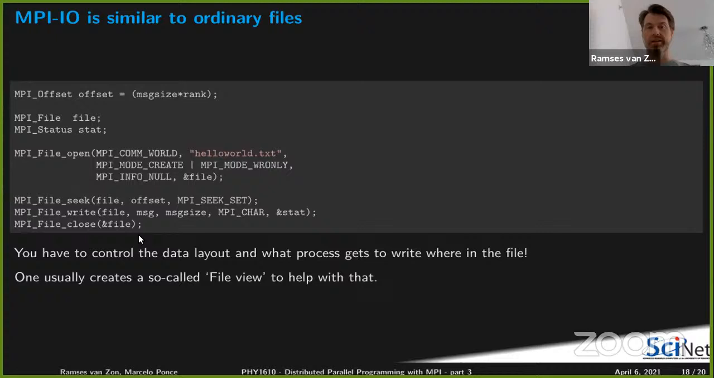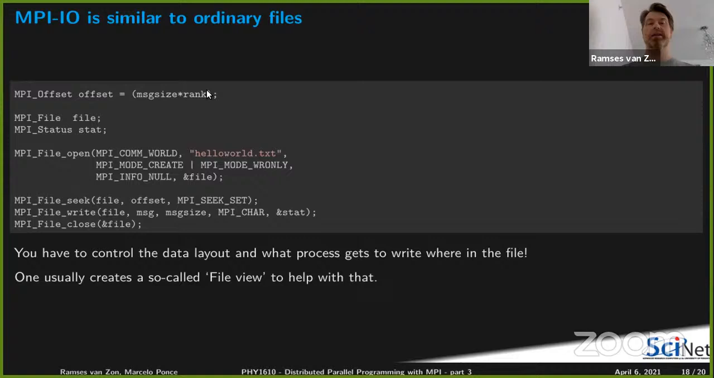Now, you notice that I created an offset here. So I imagine that there are a bunch of messages being sent, being written to this file. Okay, they all have a certain size, and they have to be written in different parts of the file. Where would they have to be written? Well, I can use a rank for that and say, well, they're going to be written at message size times rank. And then when I'm writing, I'm only writing message size.